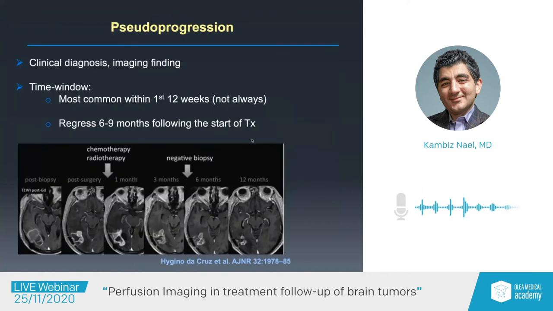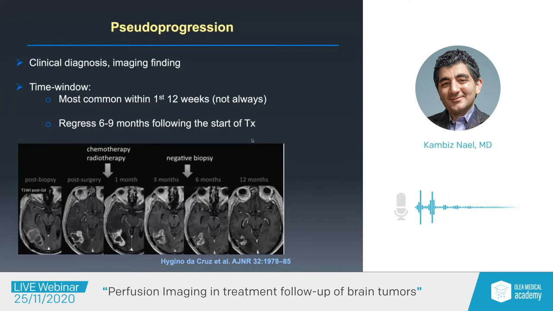So the two concepts that we're going to talk about are pseudo-progression and radiation necrosis and how we can differentiate them from recurrent disease, basically. Pseudo-progression is essentially a clinical diagnosis. It is an imaging finding.